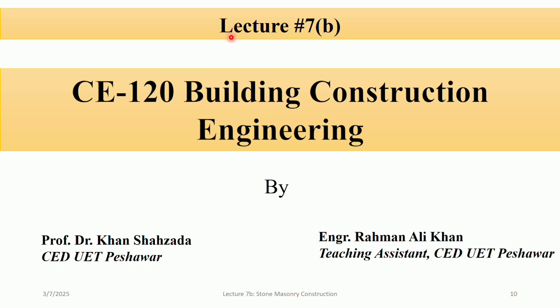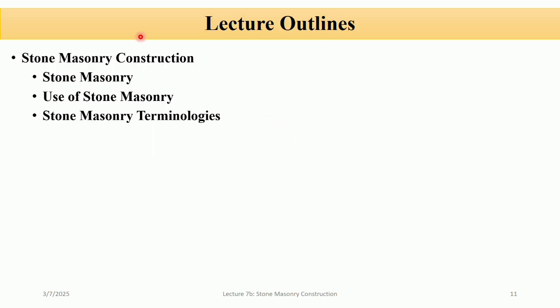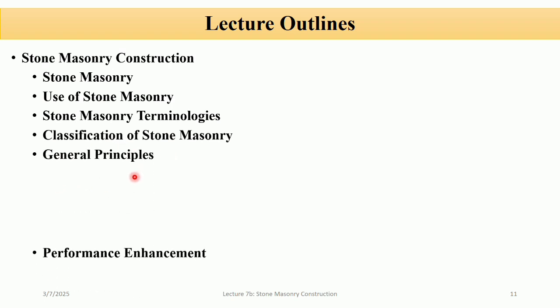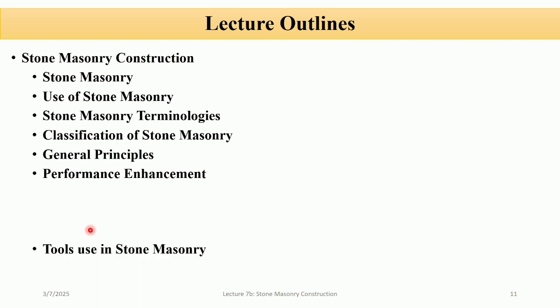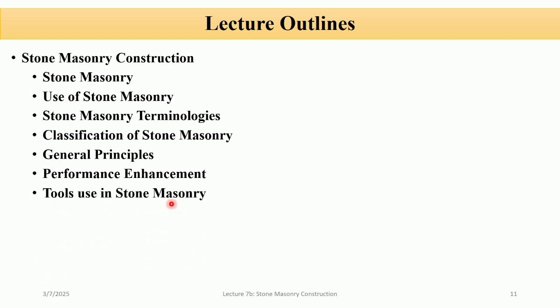Let's start lecture number 7, Part B of Building Construction Engineering. As we discussed in lecture number 7, Part A, these three things, now we will discuss the remaining things of this lecture in Part B. So this is classification of stone masonry, general principle, performance enhancement, and tool use in stone masonry.